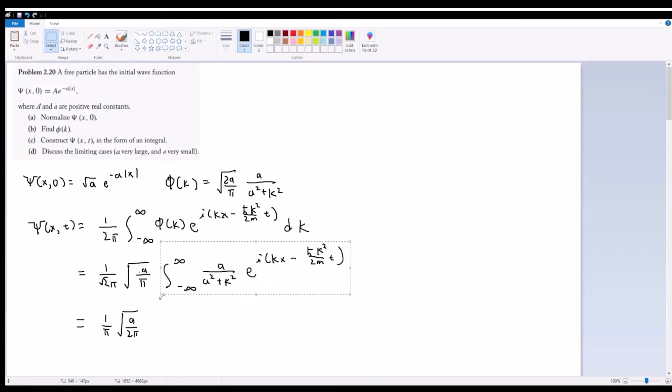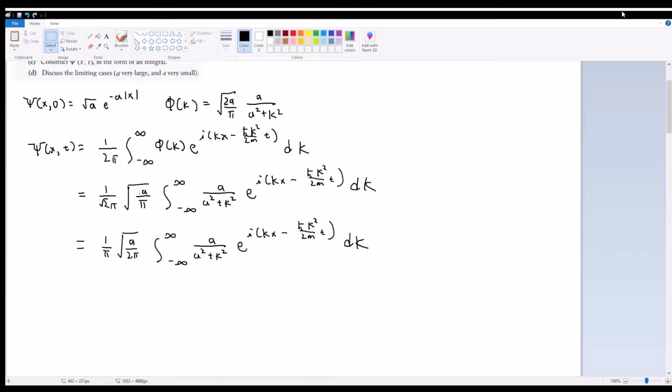Copy paste that like this. And this is just our answer, so we're done with C. Okay, final part. We want to discuss the limiting cases where a is either very large or very small. So this is just a question of taking psi of x of t and seeing what happens when a goes to infinity and what happens when a goes to 0, respectively.